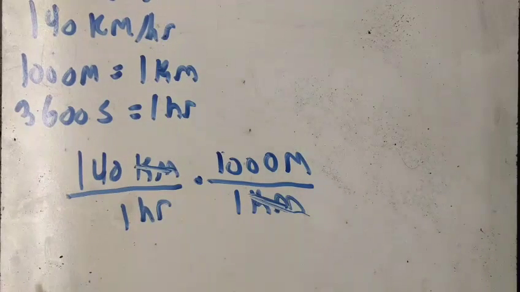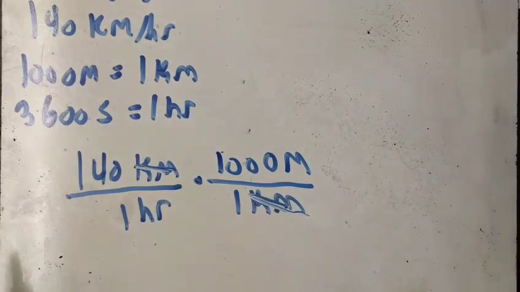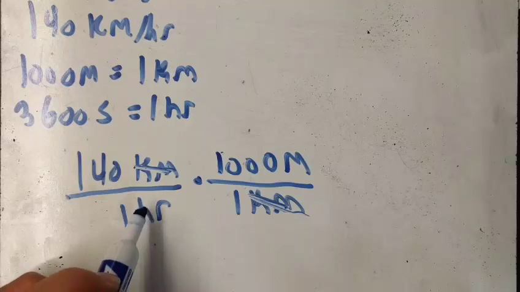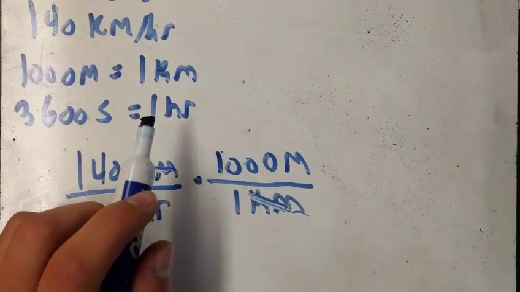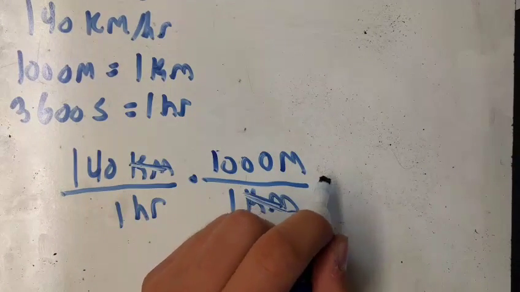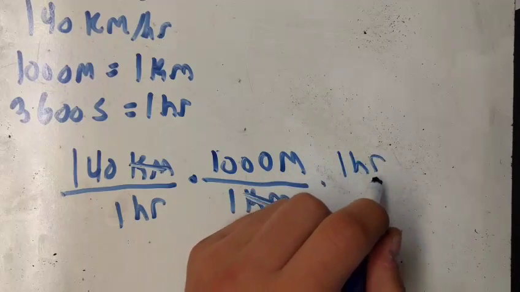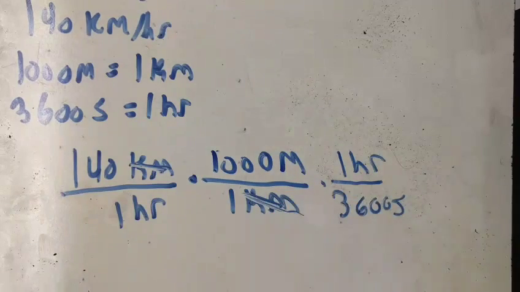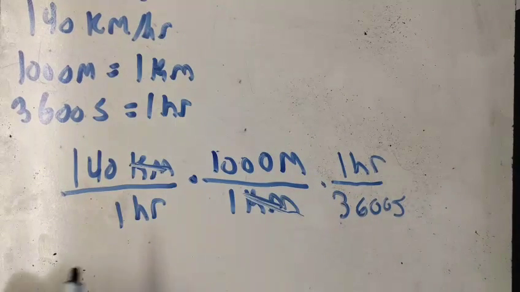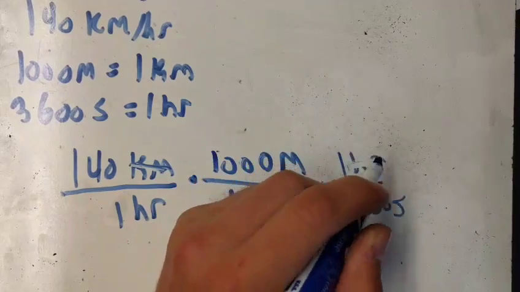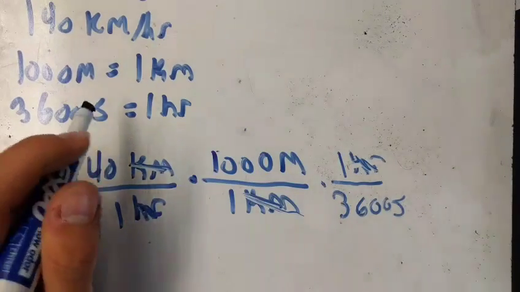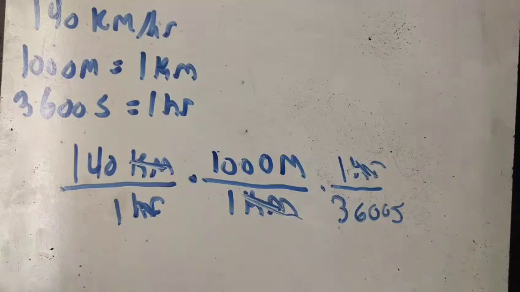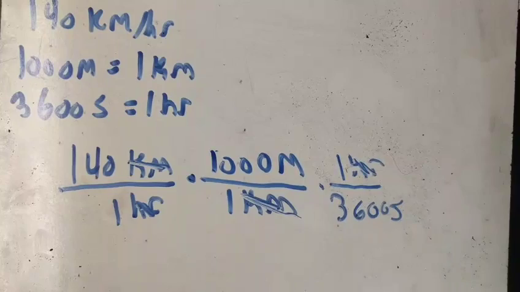And then we're just going to do the same exact thing with our second conversion rate of 3,600 seconds per 1 hour. So hours in the bottom, that means we're going to put hours in the top. So multiplied by 1 hour over 3,600 seconds. Now that we have that, all of our units that we don't want cancel out, and the only units we have left are meters and seconds. All we have to do is plug this into our calculators and get our answer.